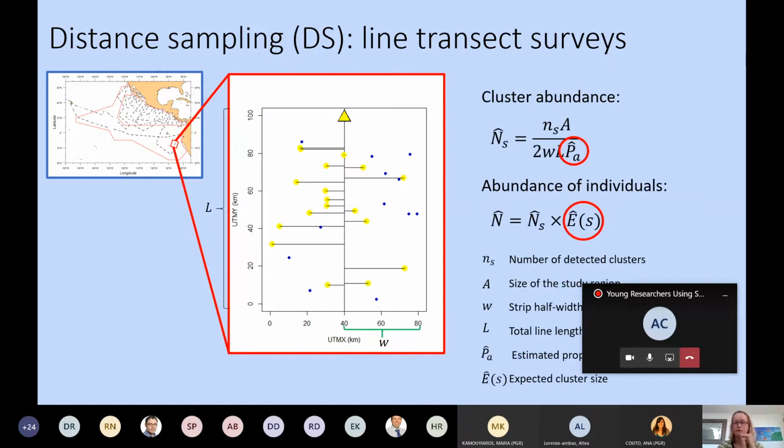Of course, if you think in the context of dolphins, it's not usually single animals you detect, but you have clusters of animals. The dolphins occur generally in schools of varying sizes, and then that adds another level of complexity. We have to get an estimate of the group size. But we're going to focus here today on P sub A, so the proportion of animals detected in the covered area.